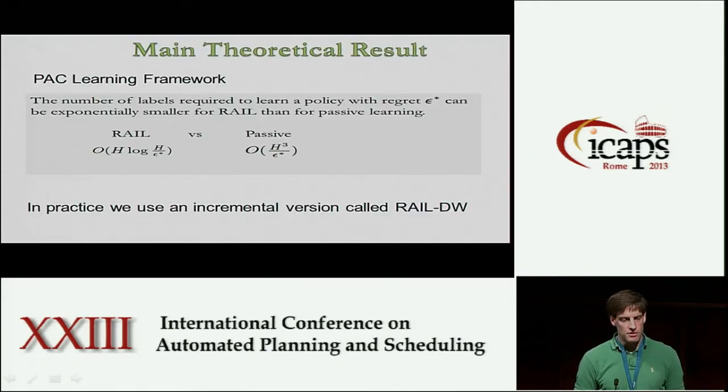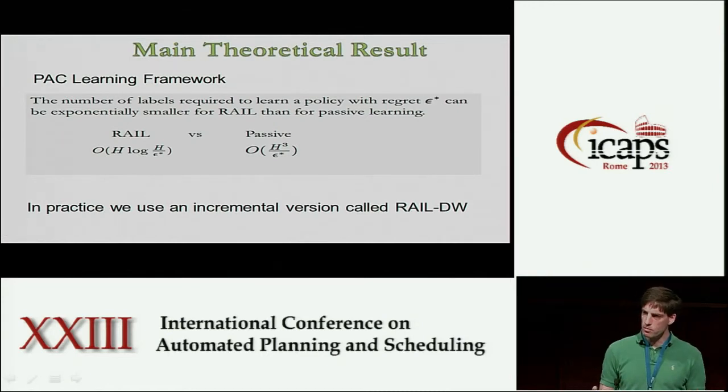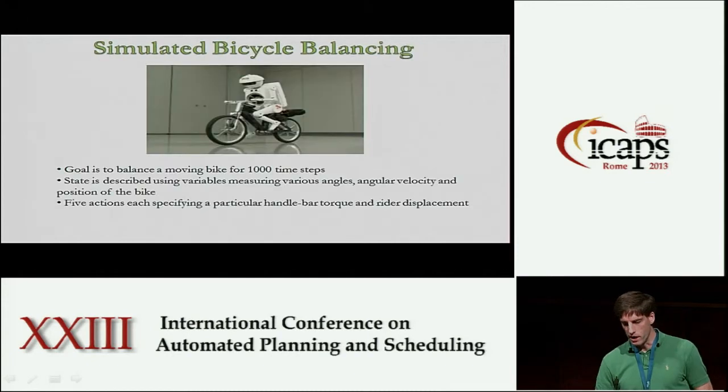And what you can show in theory, so H is the horizon time here, sort of a fundamental quantity in imitation learning, what you can show in a PAC learning framework, that's how this is set up, is that the number of queries that you need to ask, or the number of examples the teacher needs to give for Rail, for active learning, is exponentially smaller to achieve a certain regret, epsilon star, than passive learning. So this is the best passive learning result that we know of. It basically scales in 1 over epsilon star, and this is log 1 over epsilon star. So that's a pretty interesting result, which we could basically just borrow from the IID work. They did the real hard work, and we just had to figure out how to do the reduction. And in Rail, we use something that's a slight variation of this for efficiency reasons.